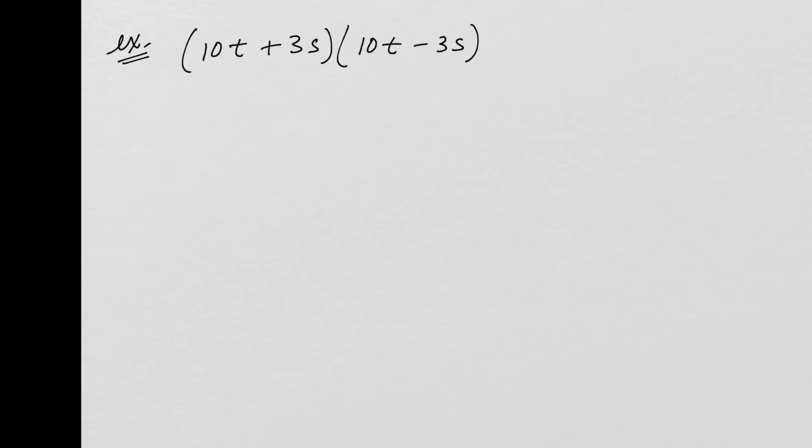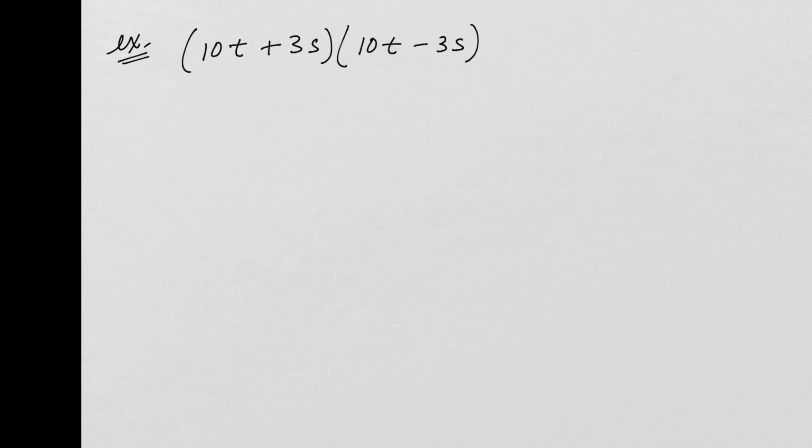All right, let's do a few more of these. Let's say I have 10t plus 3s times 10t minus 3s. Okay, again, if you didn't recognize that this has this special form, this is a plus b times a minus b, right? Where the a is 10t and the b is 3s. So you could plug it into that formula and solve it quickly.